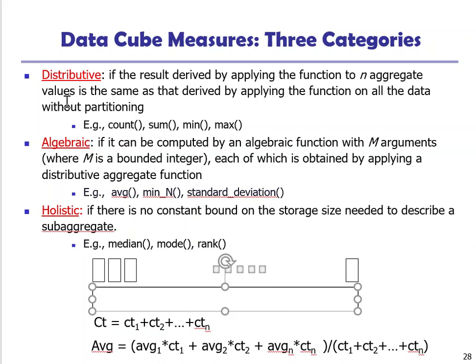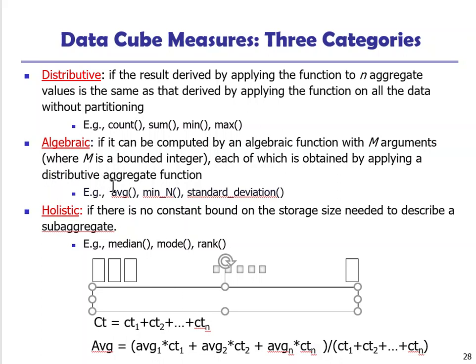So this is distributive because counting on the large data set is exactly the same as dividing the counting of the entire data set into n partitions. We only need the individual counts returned from the partitions to find the overall count. And you can do sum, min, and max in a similar way as count. So those are distributive measures.